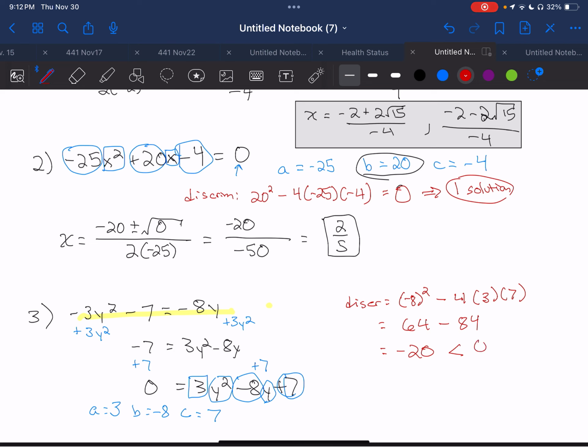We have a number below 0 that we're putting under the square root. So this means no real solutions. There are ways to work with the complex numbers that you would see in pre-calculus. We would stop at no real solutions in this class.